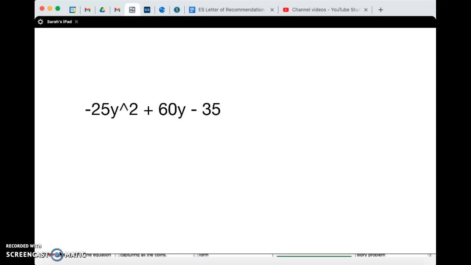So let's finish this one. What should I do first? Take out something. Let's take out a negative 5. That way they're smaller numbers. So what's left over when I take out negative 5 is 5y squared plus... There you go. Okay. So now inside my parentheses, none of this is a perfect square, so I have to do the full AC method.